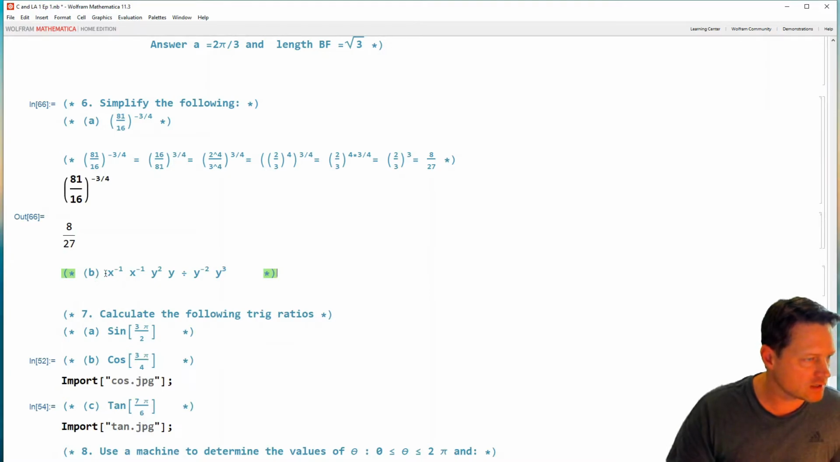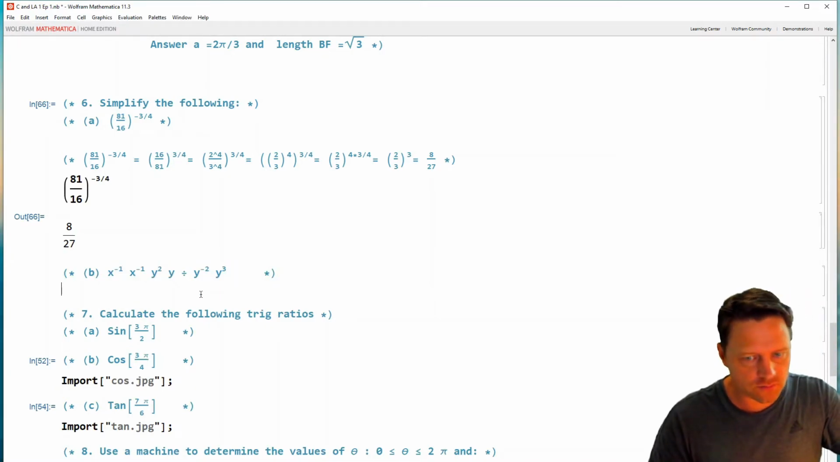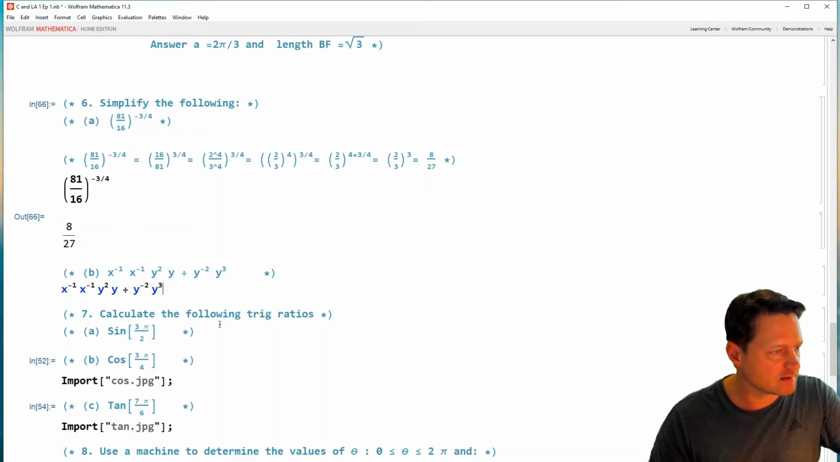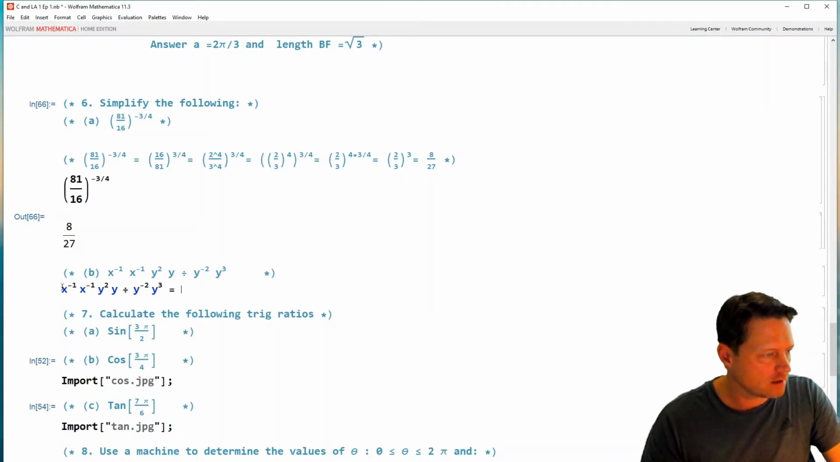Okay, the next one is simplify this algebraic expression. Okay, that's relatively easy. Let's go ahead and do that. This is equal to, let's see, we've got 2 of these x's to add. So we'll add those exponents. So that'll be to the power of minus 2 there. 2 plus 1 is 3.